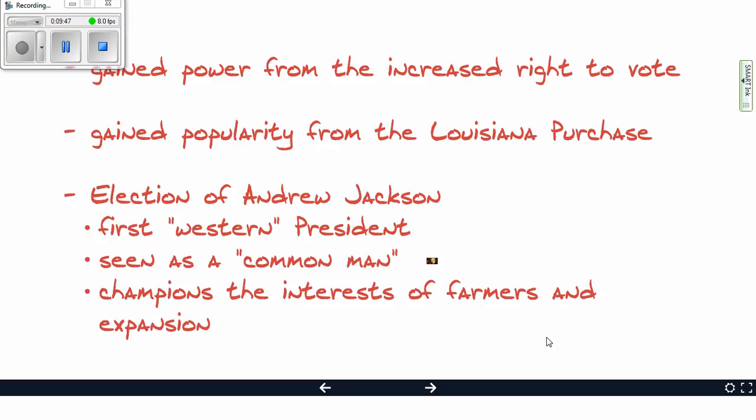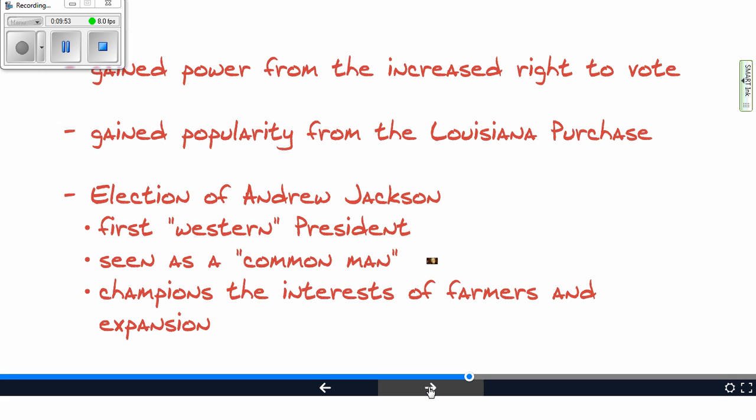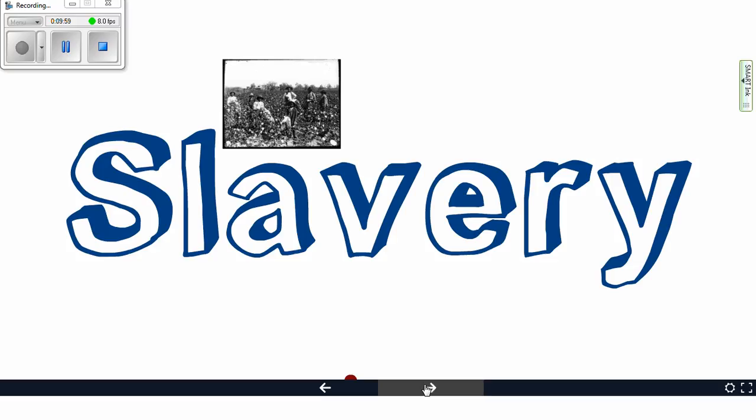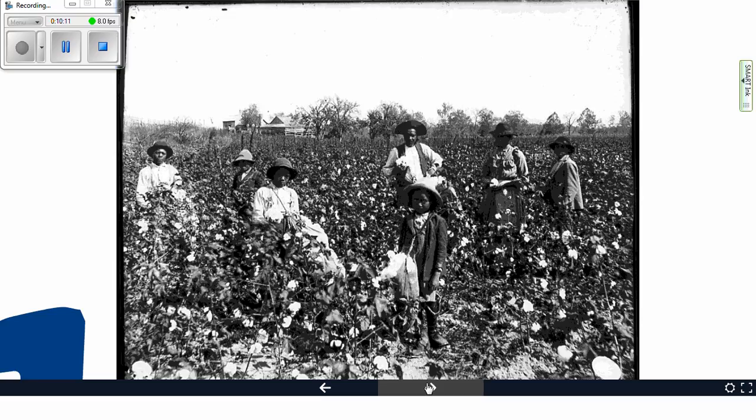Okay, next group of people we're talking about are slaves, slave owners, and abolitionists. So this slavery category is actually going to split into three smaller groups. And slavery is going to change a little bit. Here we see what slavery becomes, and that is picking cotton. Cotton becomes the dominant crop of the American South after Eli Whitney invents the cotton gin in the late 1790s.